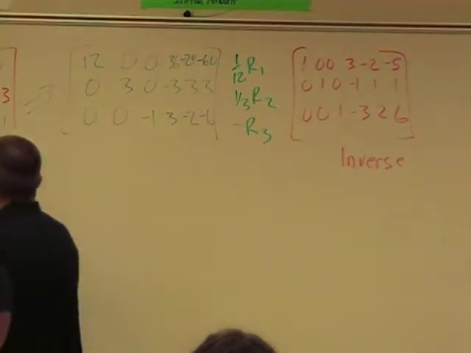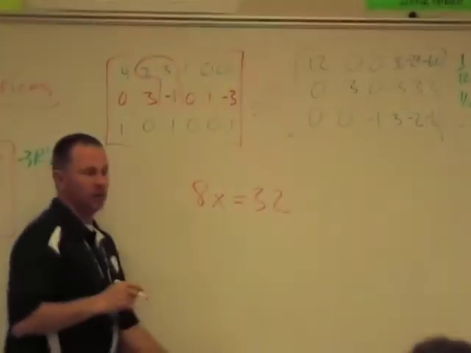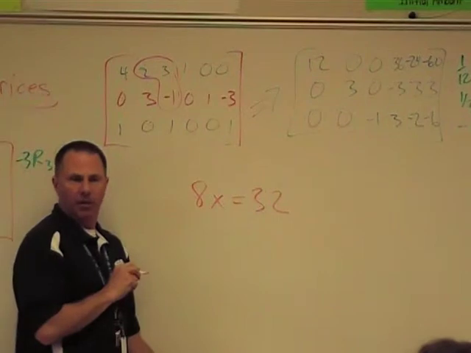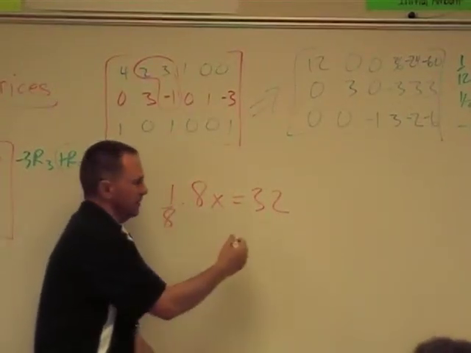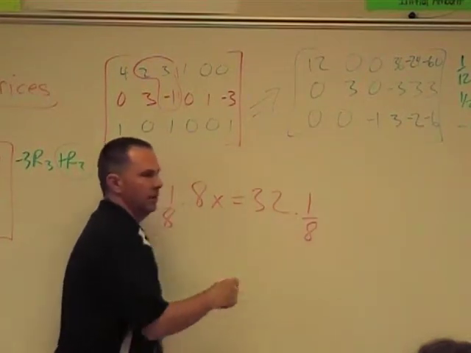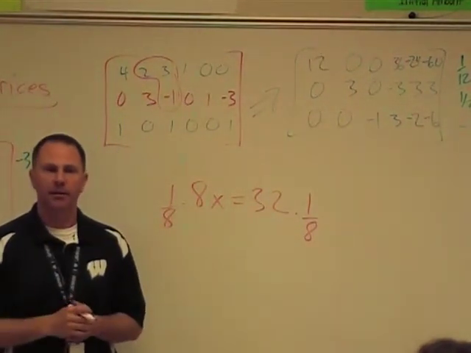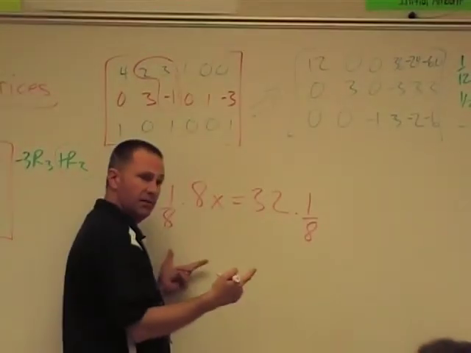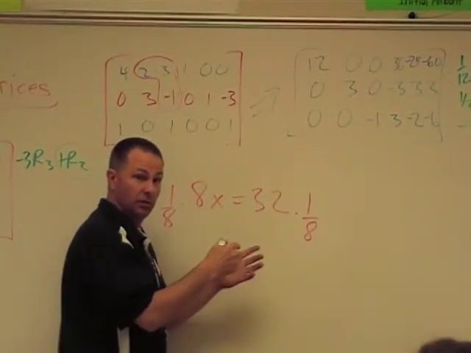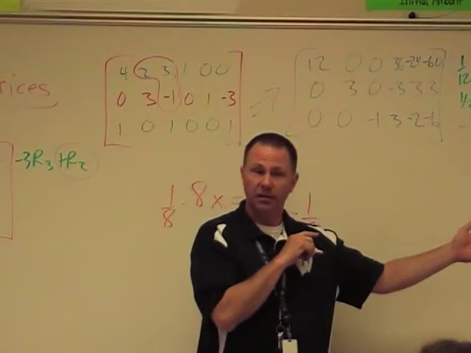In a simple set of terms, yesterday we did something like this. It was a problem close to this. What do I multiply by to solve this problem? I multiply by 1/8. What did we say 1/8 was? What do we call that? The inverse. So you multiply both sides by the inverse. Well, aren't we finding inverses today?